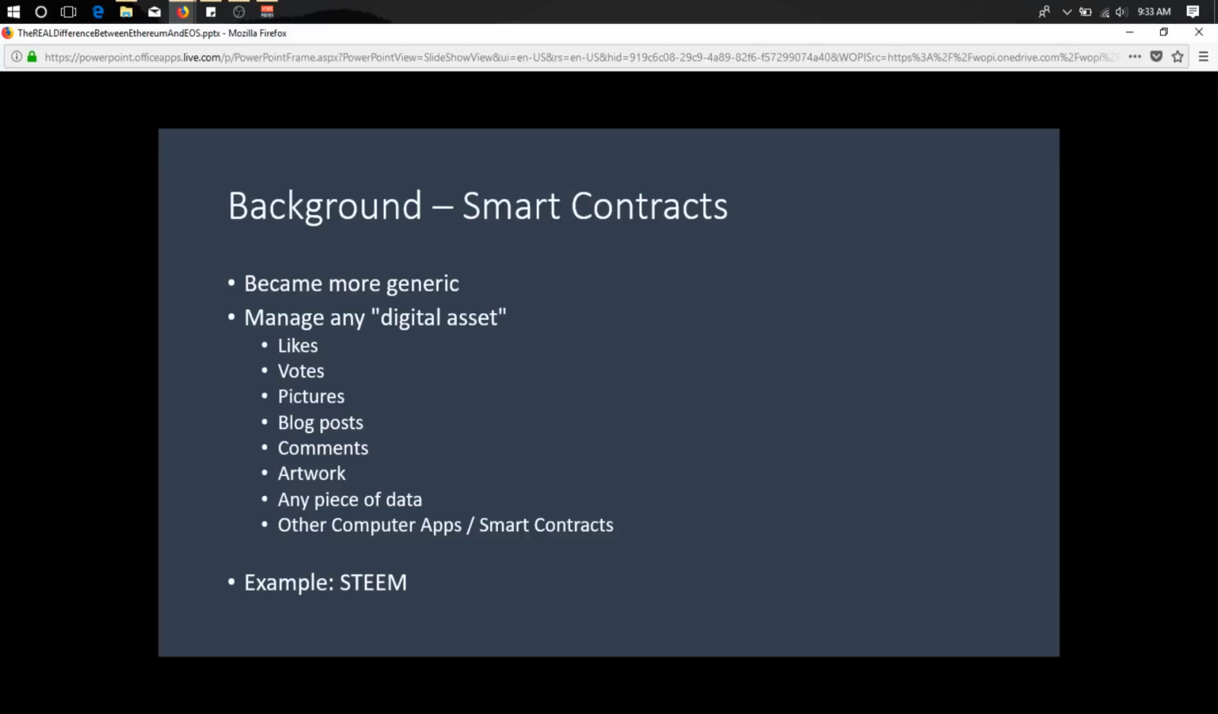Now eventually, smart contracts became even more generic, where they could manage any digital asset. For example, if you were to think of an app similar to Facebook, they could manage votes, pictures, blog posts, artwork, any piece of digital data, as well as other computer programs and other smart contracts. A good example of a decentralized application is Steemit.com, which is built using smart contracts for the Steem blockchain.